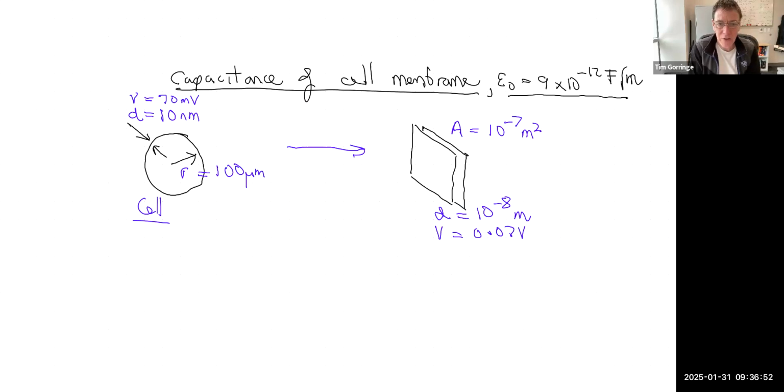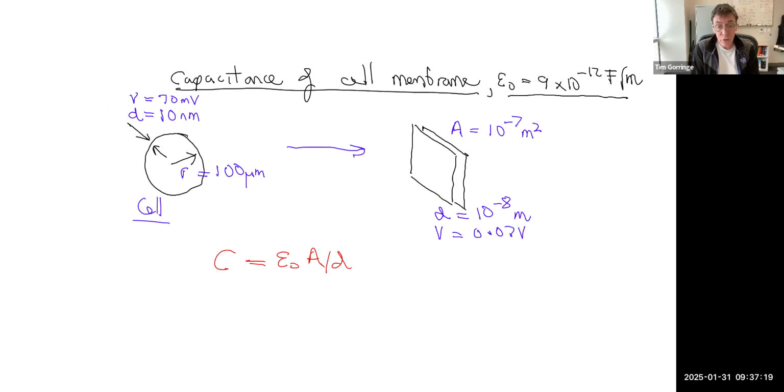So what's the capacitance of the cell? Well, we can use the formula for the capacitance of a parallel plate capacitor. If you remember it, it's pretty straightforward. It's the electric permittivity of free space multiplied by the area of the plates in the parallel plate capacitor divided by the separation between the plates.